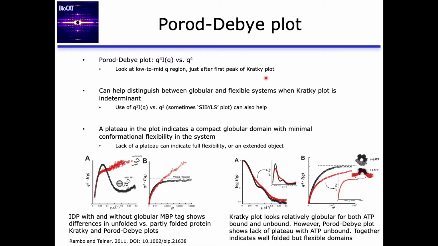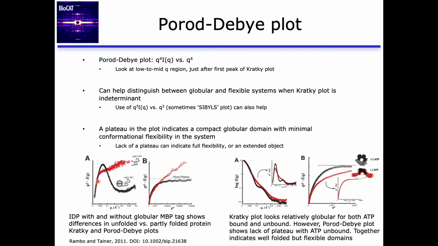So in addition to dimensionless Kratky plots, we also use what's called the Porod-Debye plot. This is q to the 4 times I of q versus q to the 4. On this plot, instead of looking at the entire plot, we tend to look at just the low to mid-q region, concentrated just after the first peak of the Kratky plot, if the Kratky plot has a peak. This plot can be useful to help distinguish between globular and flexible systems when the Kratky plot is indeterminate.